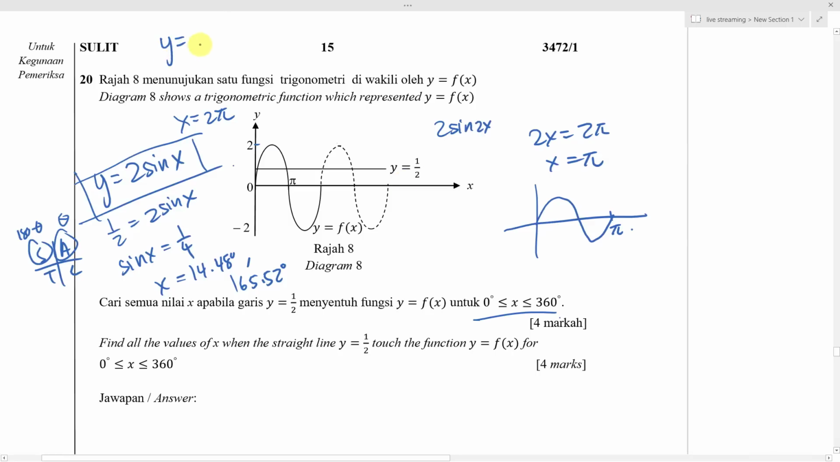Like the general equation for trigo is a sine bx plus c. So you want to know the bx value, you want to know the range of your one cycle. That will decide your bx value. In this case, you realize your one cycle ends at 2 pi, isn't it? If one cycle ends at 2 pi, it basically means your b is 1, because the standard sine graph ends at 2 pi. Okay, so let's move on.